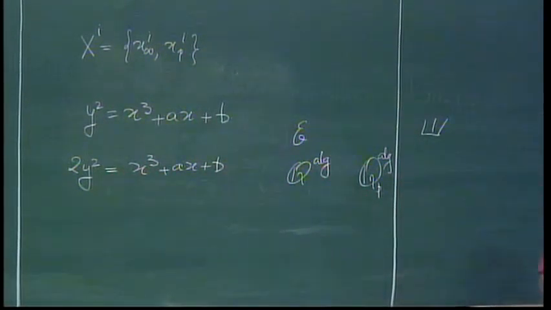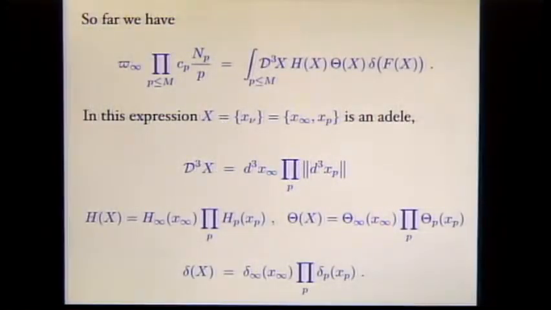Which is an adele, or really what we call a path. It's really a triple of adeles, like this. And so that gives a nice representation of the product. Okay. And, sorry, one of the cultural differences between physicists and mathematicians is that we always write the d3x.